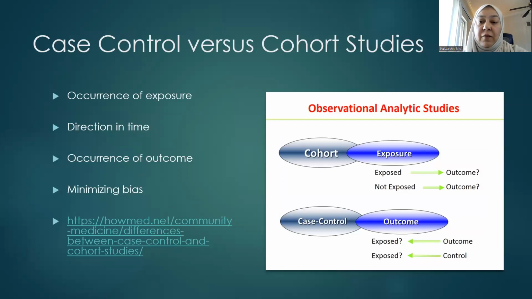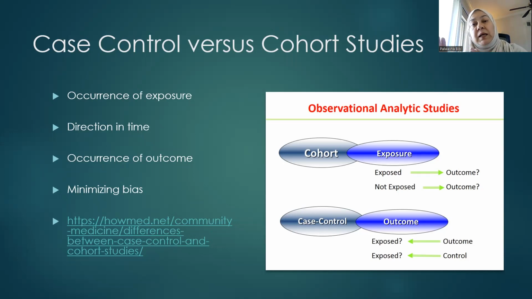So this is a very common confusion of case control versus cohort studies. Case control basically are happening at the same time, and cohorts are either moving forward or backward in time. So all I have to say, I have the link here in the presentation. You can go and check it out yourself. But this is occurrence of exposure. Has the exposure already occurred or are you waiting for it to occur?